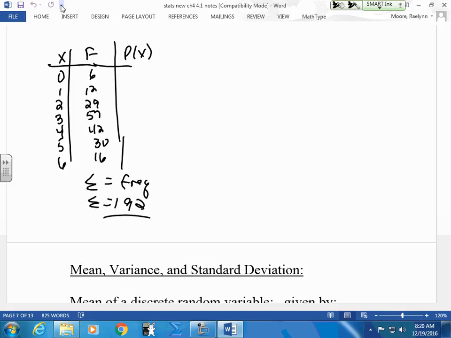Angelise, how do I find the probabilities? What did I just say 2 minutes ago? How do we find probability? Part over whole. So we know the whole, we know the total. So this is 6 over 192. How many decimals do you give me? 3. So everybody fill this in. I want 3 decimals.